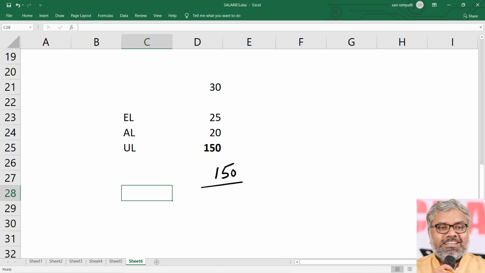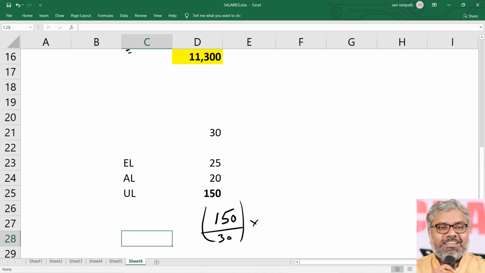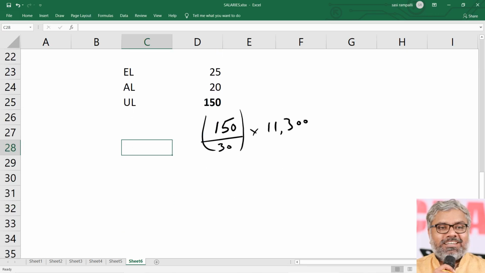You want to convert the 150 days into months. So take on an average, say 30 days in a month. Multiply with the monthly average of 11,300, which means 150 divided by 30, which is 5, into 11,300, which comes to 56,500. So this is how we have to convert whatever unavailed leave into monetary terms. We have to be very careful. All questions will not give the same type of information. That is why we should understand the concept well.